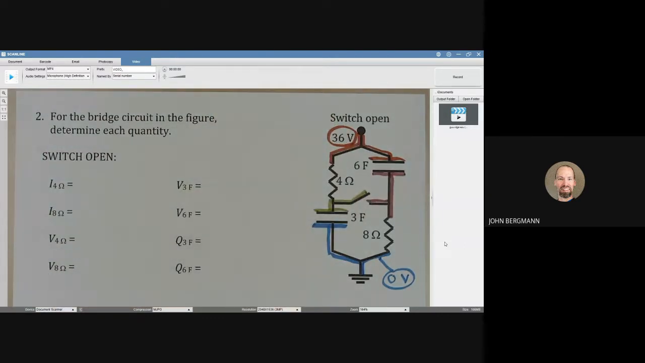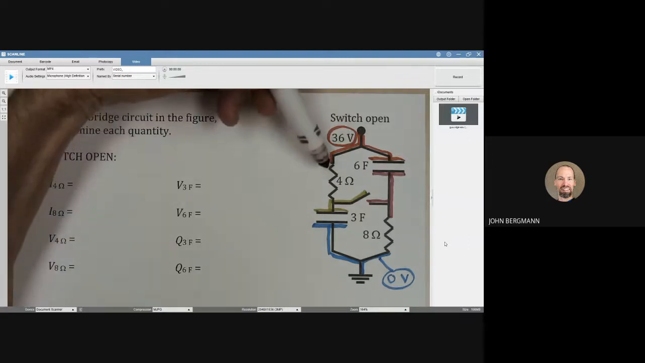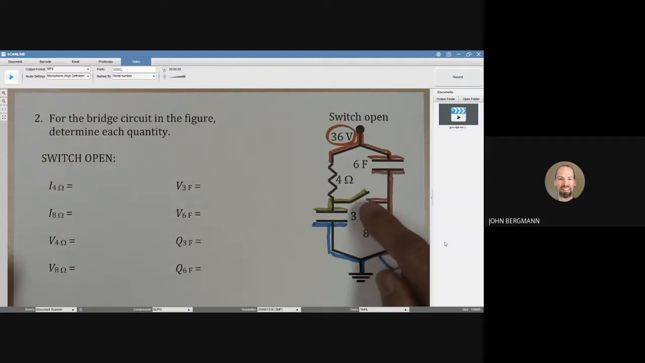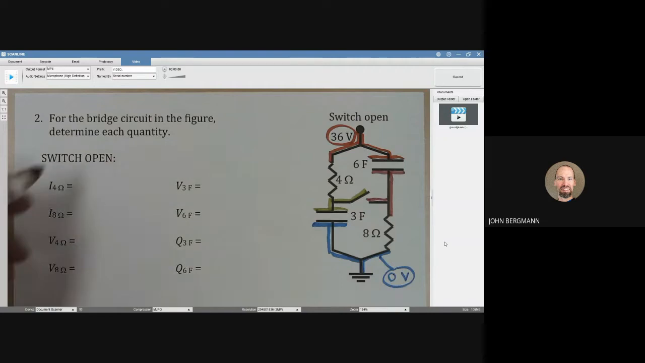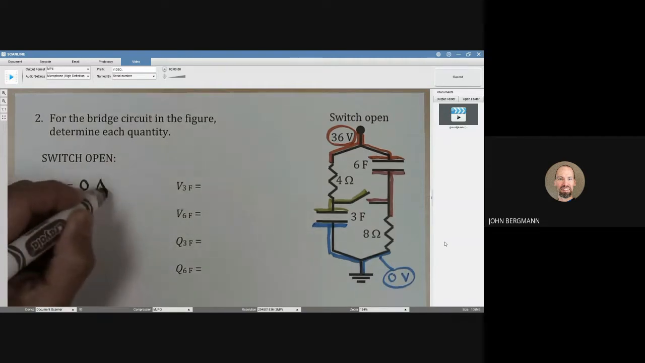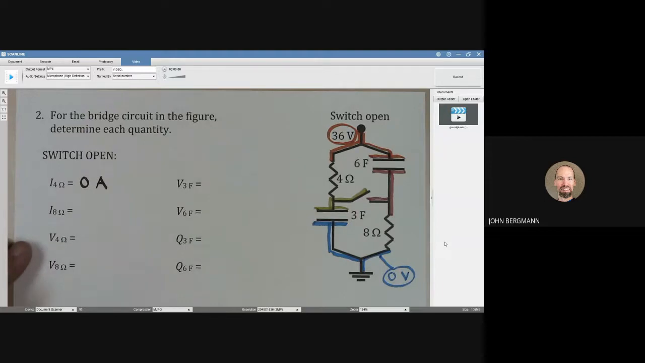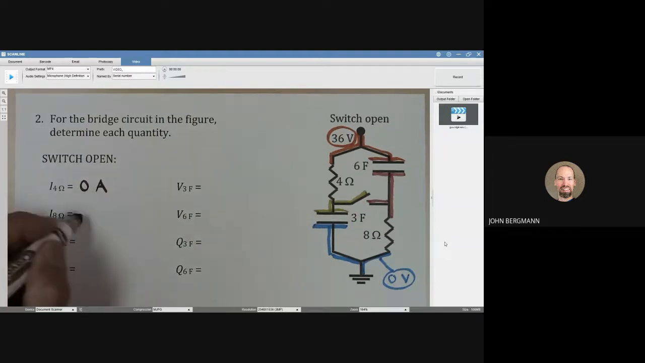Let's see if we can answer any of these questions. The current going through the 4 ohm resistor, there won't be any, because with this switch open and a capacitor right here, there's not going to be any current going through there. How about the current through the 8 ohm resistor? Same thing, 0 amps. Okay, well, this is easy so far.